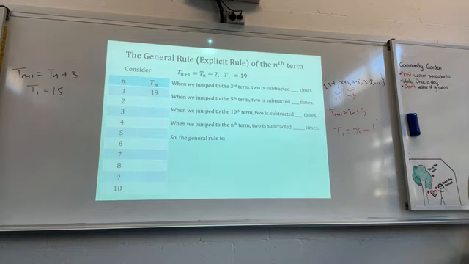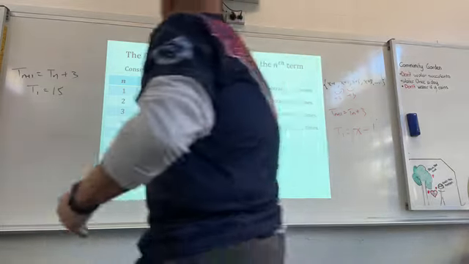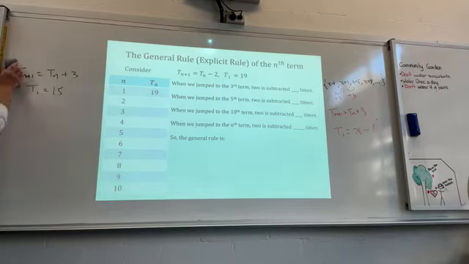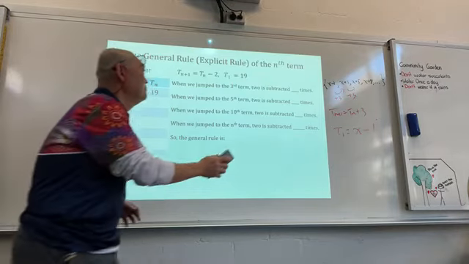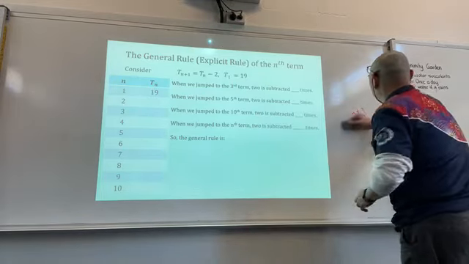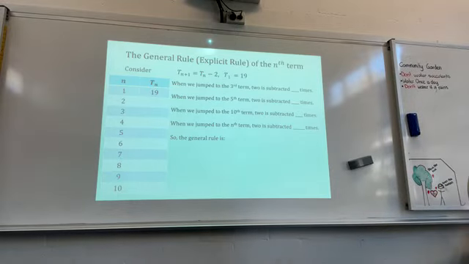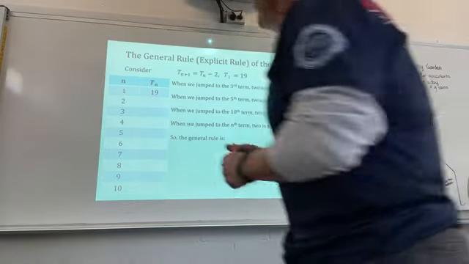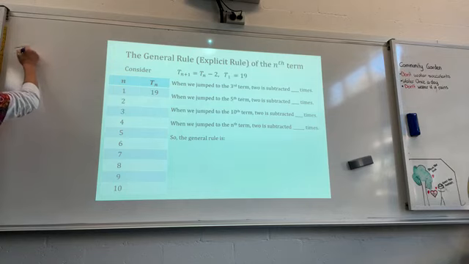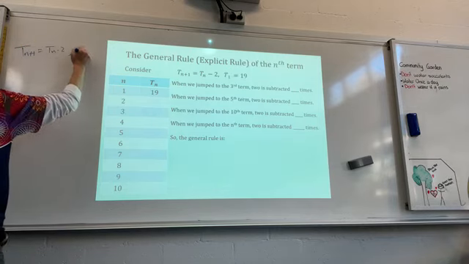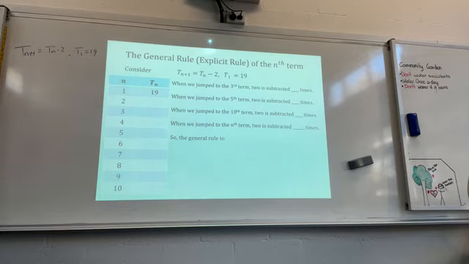Now, I've given you Tn plus 1 equals Tn minus 2, T1 equals 19. Can you therefore complete the table, please, in your book. All right. So now in this case, I've got Tn plus 1 equals Tn minus 2, T1 equals 19. All right.